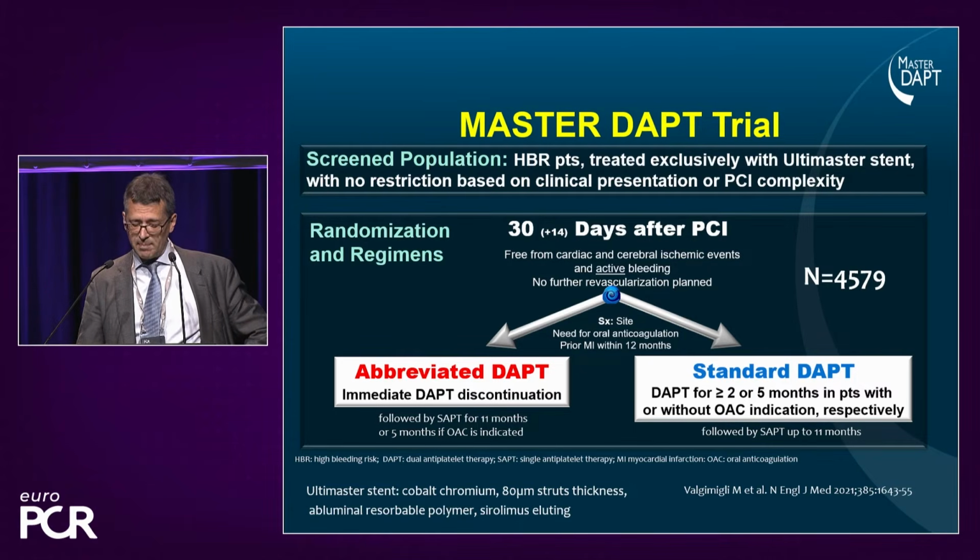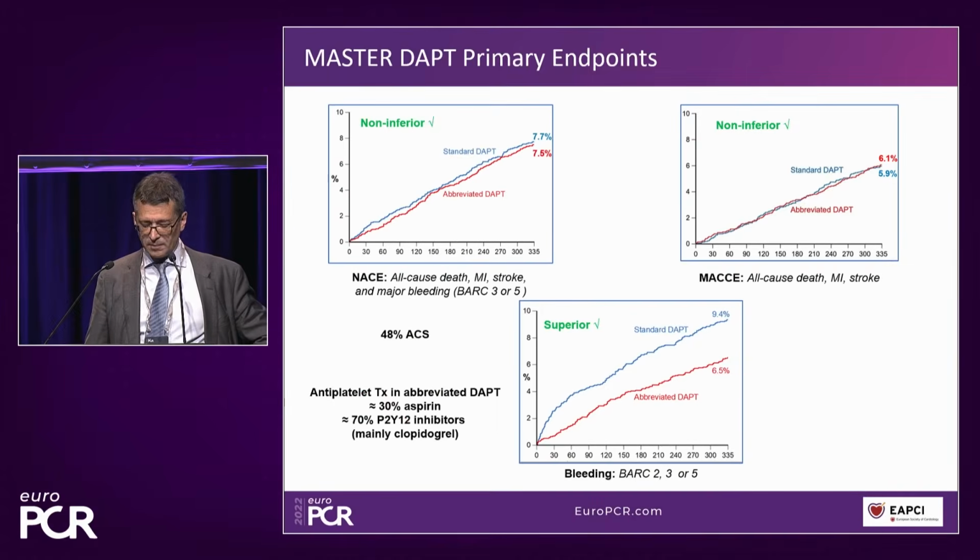The standard DAPT arm was dual antiplatelet therapy for more than 2 months if they were on oral anticoagulation, or more than 5 months if they were not on oral anticoagulation. So for those who do not well understand, the Ultimaster stent is a cobalt chromium, 80 micron strut thickness, abluminal resorbable polymer, sirolimus eluting stent.